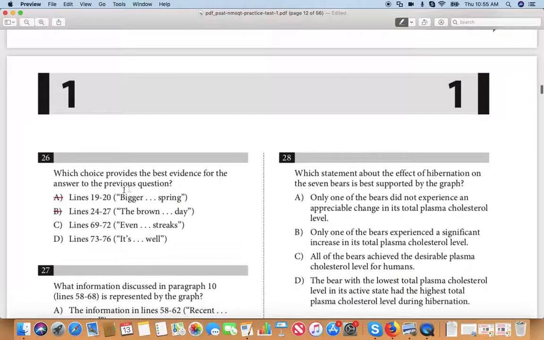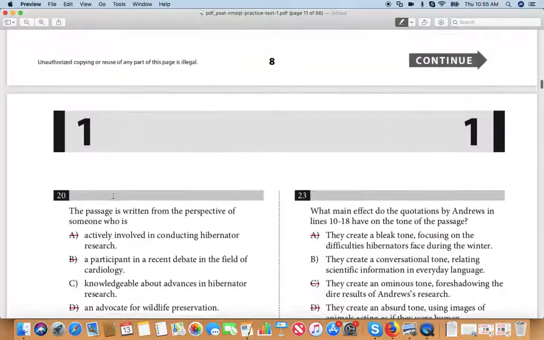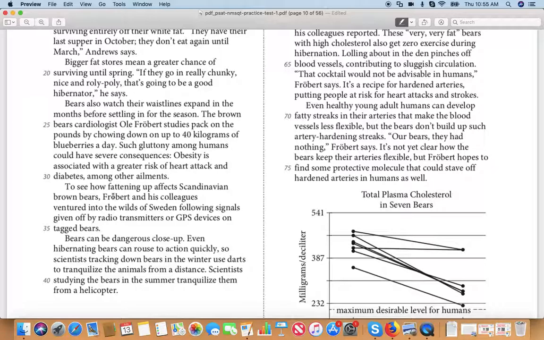Let's read lines 73 through 76, which is close to that. Frober says it's not yet clear how the bears keep their arteries flexible, but Frober hopes to find an active molecule that could stave off hardened arteries in humans as well. Do we see anything there about Frober's hypothesis as to why bears' arteries don't harden during hibernation? It says it's not clear, but he hopes to find an active molecule that could stave off hardened arteries in humans as well. Does that say anything about his hypothesis? Absolutely.